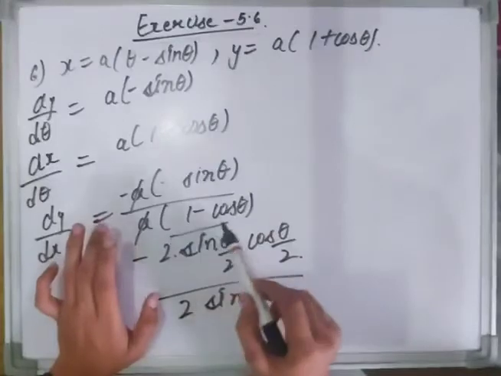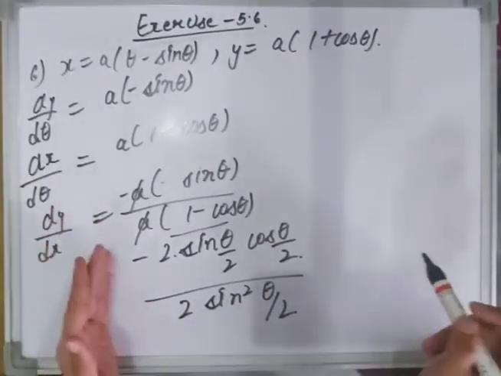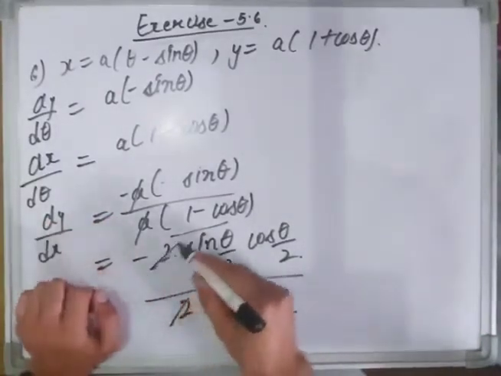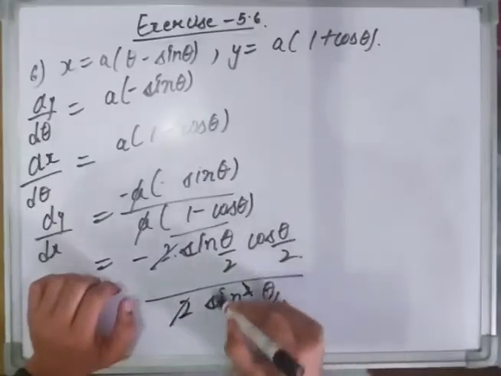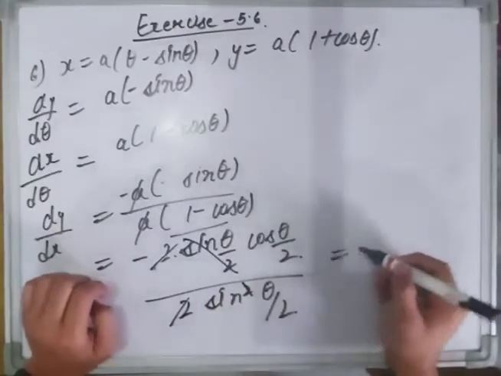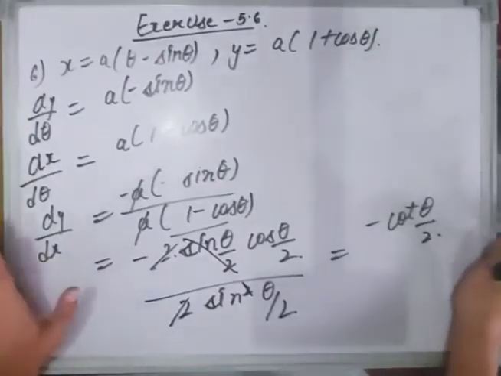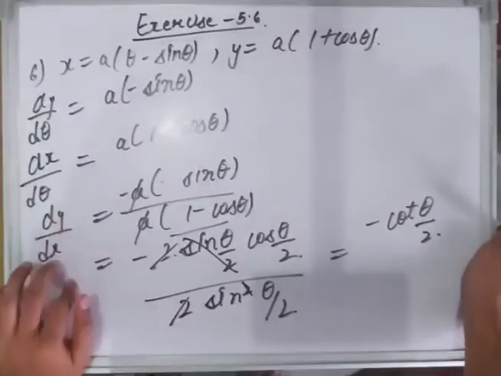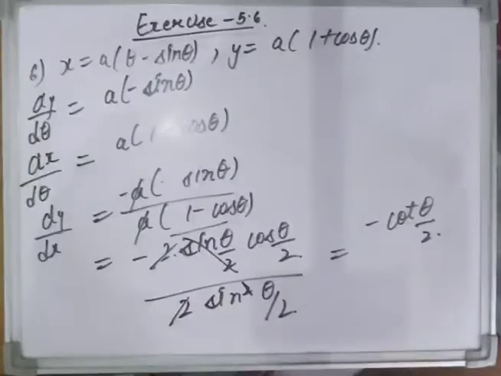You need to memorize each and every formula. Unless you have learned these formulas, you cannot solve these questions. So now let's have a look. Sin theta by 2 cancels with sin theta by 2, and we have minus cot theta by 2. So this was our sixth question, and this question is very important as well. Let's summarize this question once again, as this is a very important question.